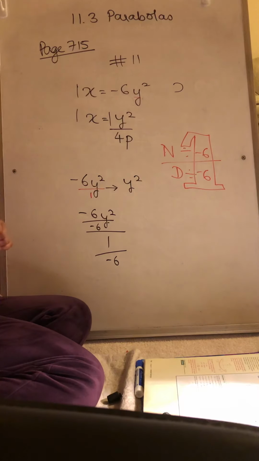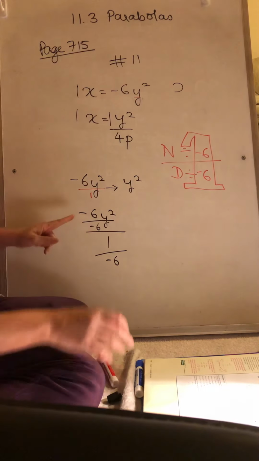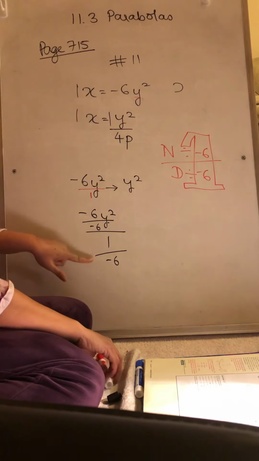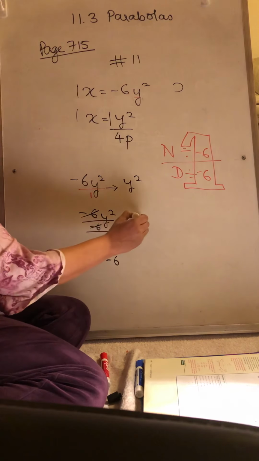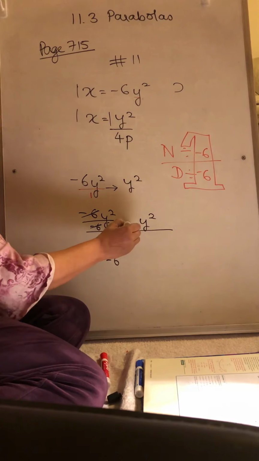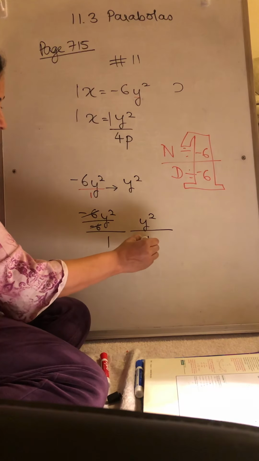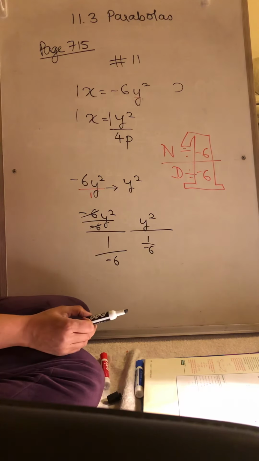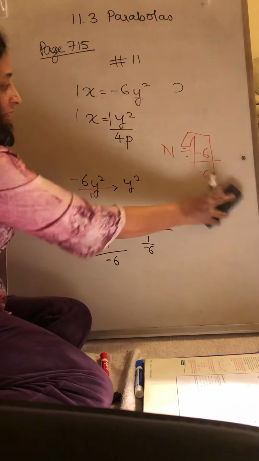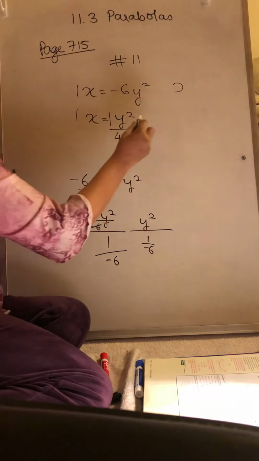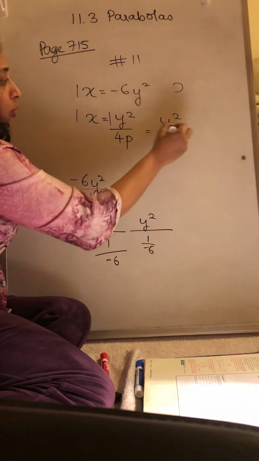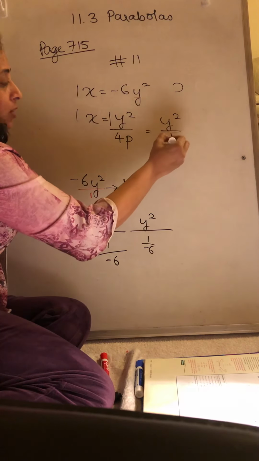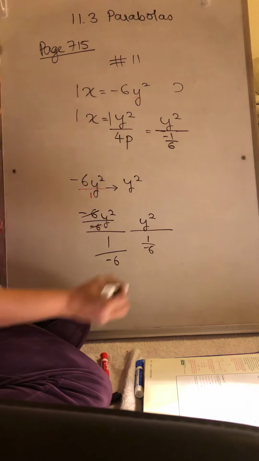So coming back to our original problem, what did we do? We divided the 6 by negative 6 and the 1 by negative 6. So what did I get? I got 1 square over 1 over negative 6. Make sense? So I'm going to write this negative 6y square as y square over negative 1 over 6.